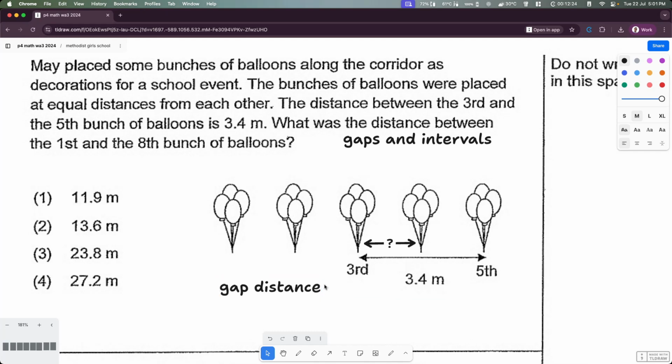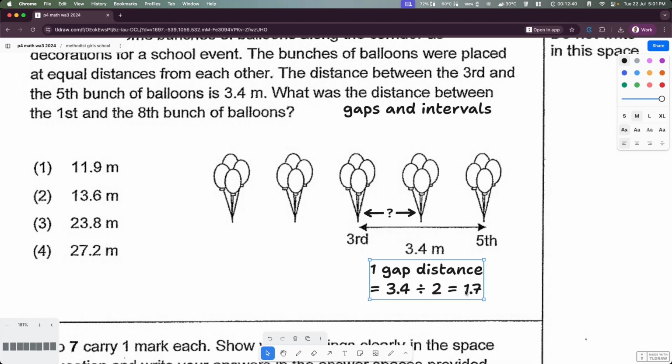The gap distance: since 3 to 5th has 2 gaps, we take 3.4 and divide it by 2, and this will equal 1.7. So one gap distance is equal to 1.7. Okay, so I think it's pretty straightforward.